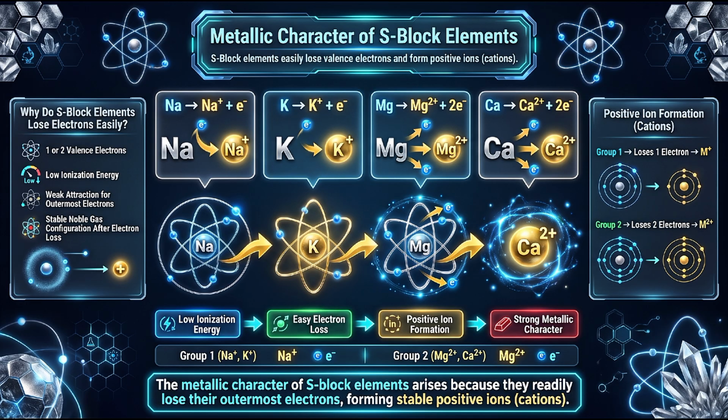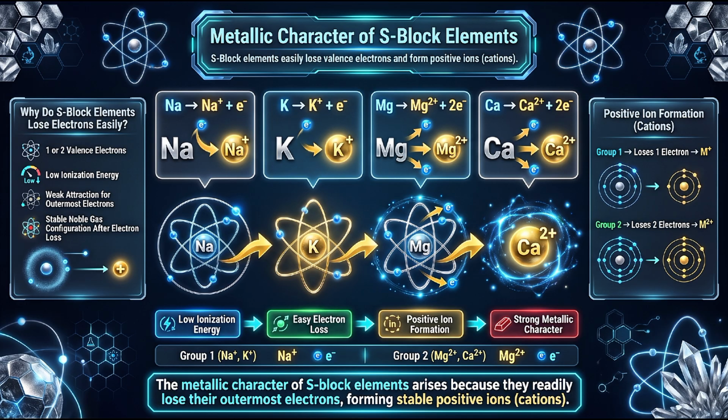The image summarizes this behavior by explaining the difference between the two groups. For Group 1, the process is M → M⁺, Group 1 loses 1 electron. This means every alkali metal loses 1 electron to produce a positive ion with a +1 charge. Examples include Li, Na, K, Rb, Cs. All of these ions have a single positive charge because only 1 electron is removed.